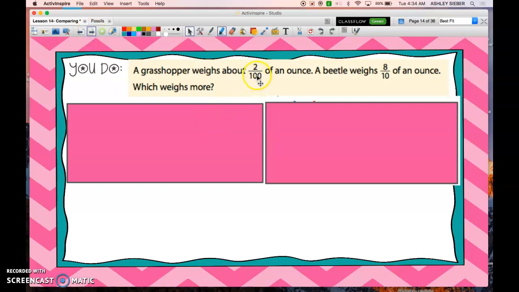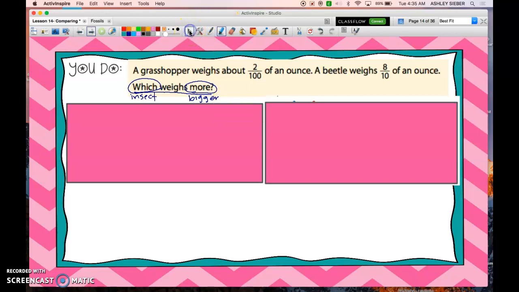Okay, let's try one together. Do this with me on your whiteboard. A grasshopper weighs about 2/100ths of an ounce. A beetle weighs 8/10ths of an ounce. Which weighs more? So which insect, so my answer is going to be an insect name, weighs more? So again, I'm trying to find the bigger fraction.